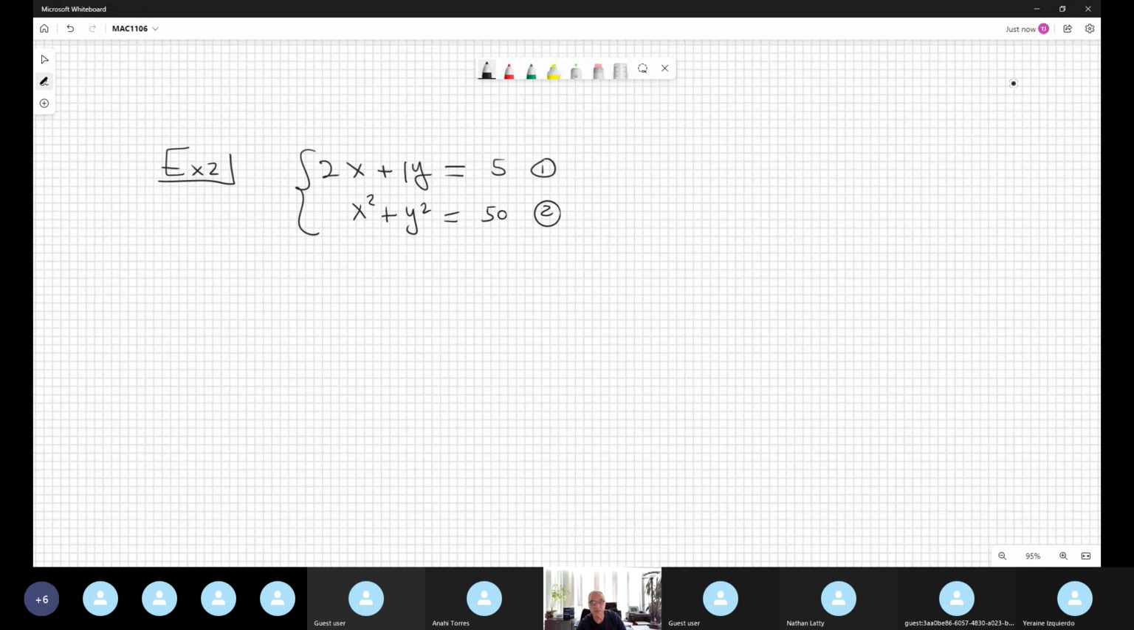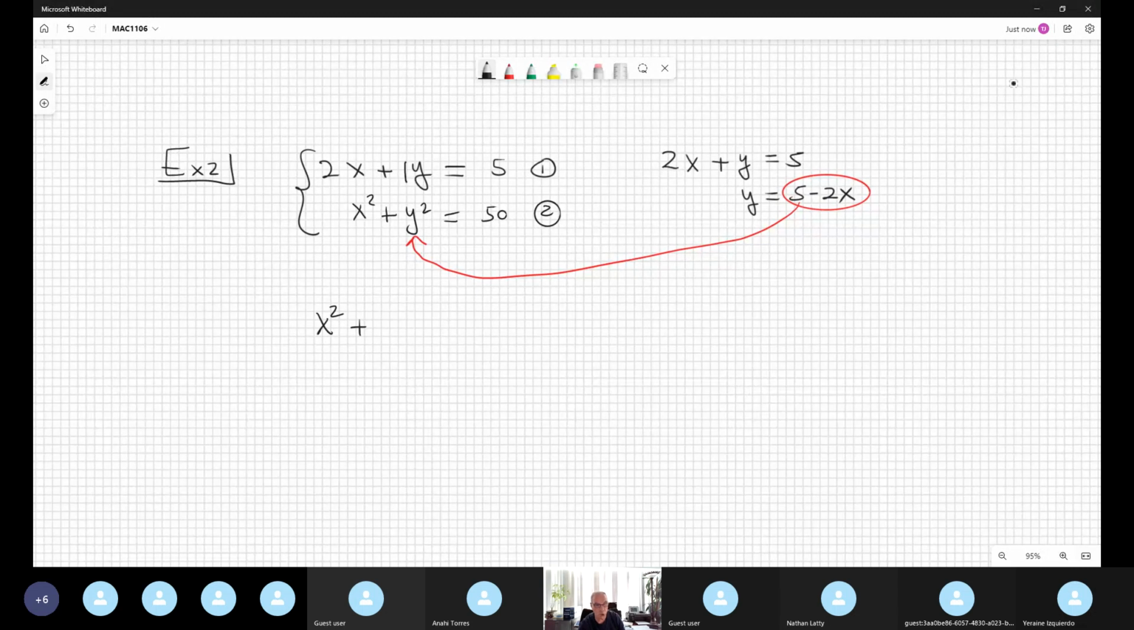Excellent. Now you take 2x plus y equal 5, and you solve for y. Y alone is 5 minus 2x. Therefore, this expression I replace in the other equation in the y place here. I rewrite x squared, I bring down x squared plus, no y squared anymore, (5 minus 2x) squared equal 50. You follow me? Yes.